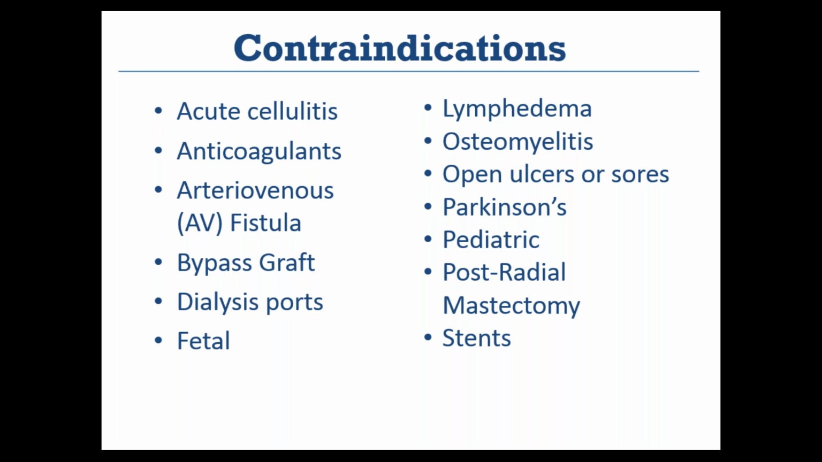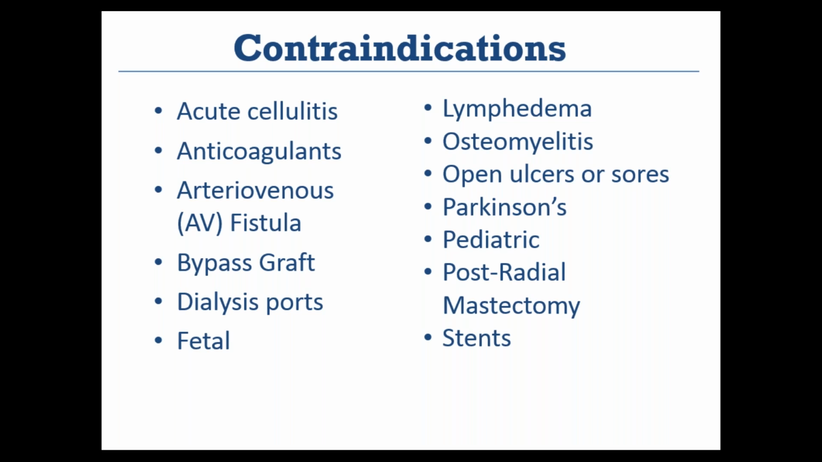Bypass grafts, you actually can't place a cuff over the graft to get a systolic pressure, but you can still get a PVR waveform. Those are still safe. For dialysis ports, you don't want to put a cuff over that location at all, but you can still get other data. So, if the patient has a dialysis port on the right arm, you won't be able to get a pressure there, but you still can get the pressure in the left arm and complete the test just like normal.